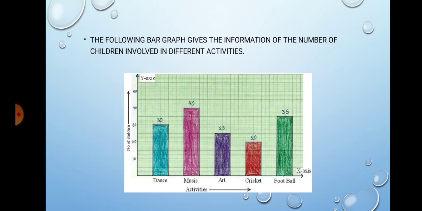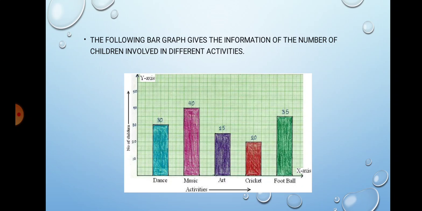and the height is varied because of the numbers. The number of children interested in dance is 30, and the number interested in music is 40. For art, since it is between 20 and 30, you should count the small lines. It is exactly after the fifth line from 20, so it is 25. Then cricket is 20, and football is 35, since the height is between 30 and 40. So these are the activities and the number of children interested in them.